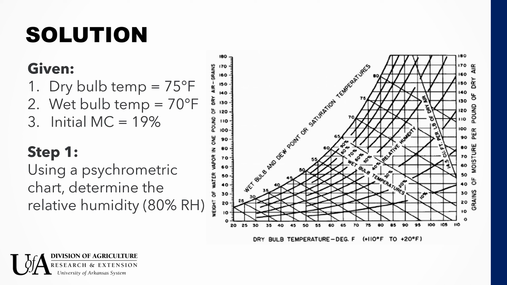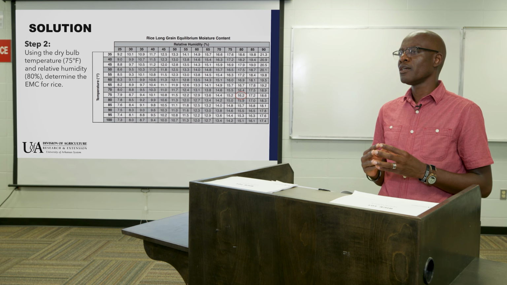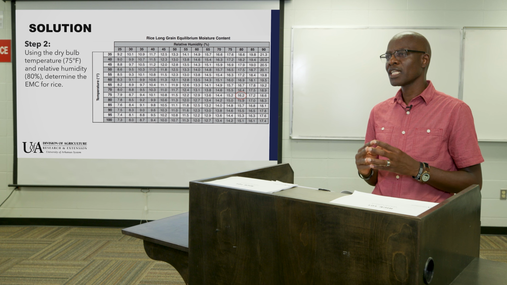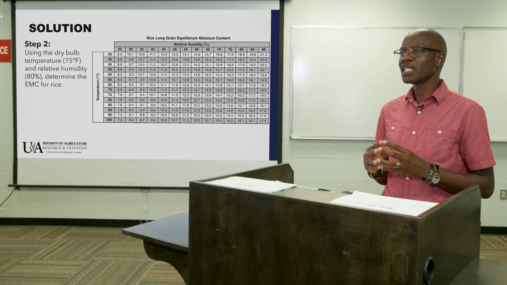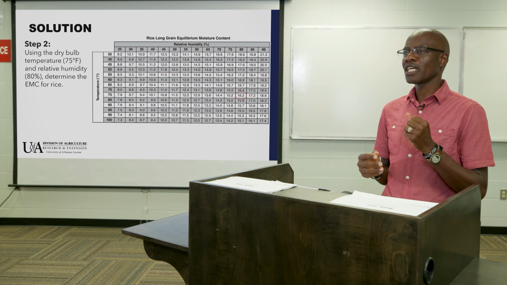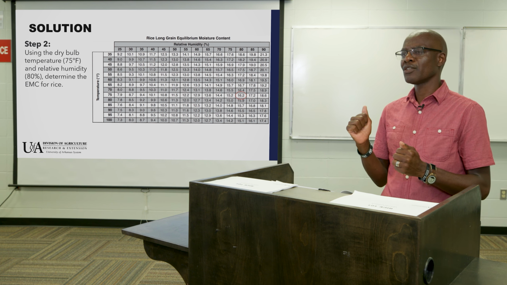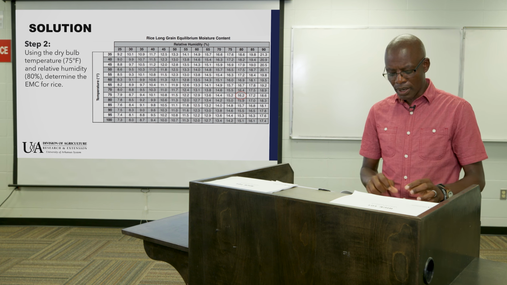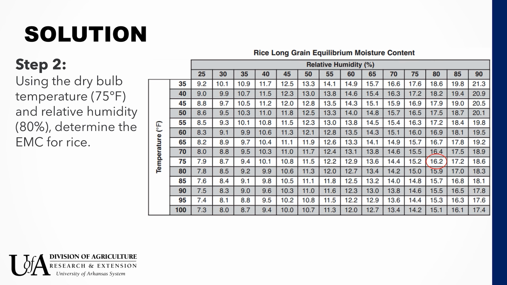Now, once we know the relative humidity as 80%, we need to combine that with another very important concept that we learned in a previous module, the concept of equilibrium moisture. Equilibrium moisture content tells us the moisture content that rice will settle at for a given set of temperature and relative humidity. Our problem has told us that we have the dry bulb temperature at 75 degrees Fahrenheit and the relative humidity at 80%.